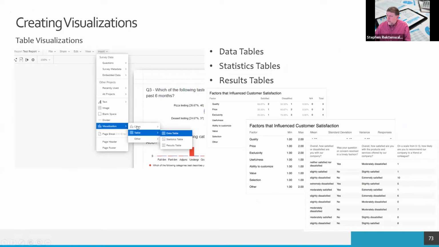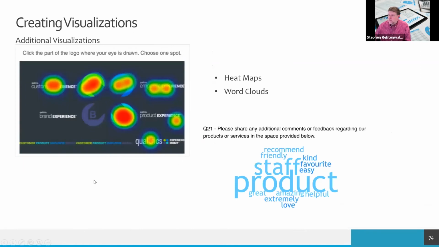So I've got data, I've got tables. From in those, I could do data tables, statistics table, or a results table. So an example of each of those, a data table just gives me my counts. My statistics table, I could do different stats from that: min, max, mean, standard deviation, variance, count of responses. And then results table would just be counts based on each person getting their own individual line. Each response gets their own individual line for my results.